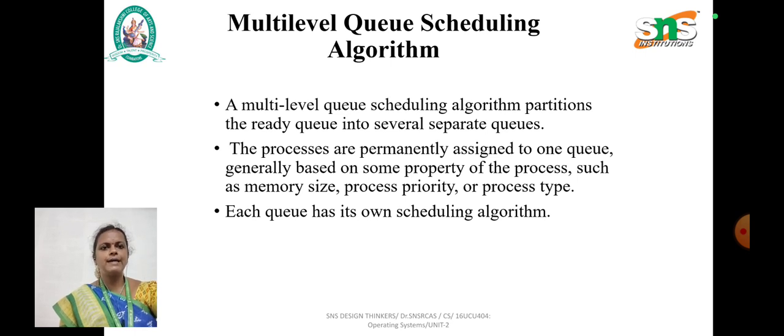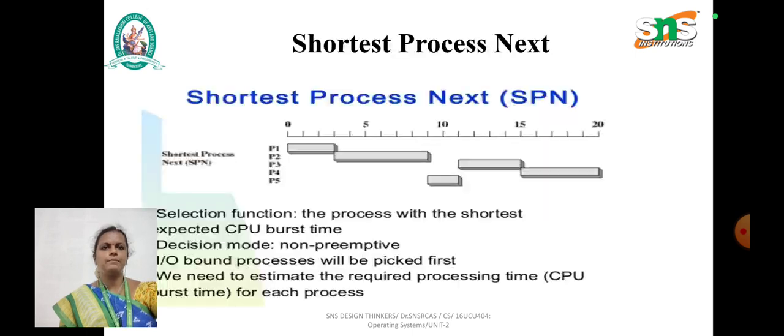Each queue has its own scheduling algorithm. This is the shortest process next. Here the process with the shortest expected processing time is picked first, and the decision mode is non-preemptive. I/O bound processes will be picked first, and we need to estimate the required CPU processing time for each process.